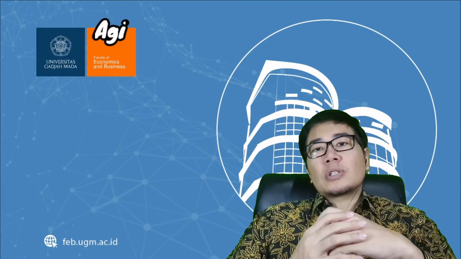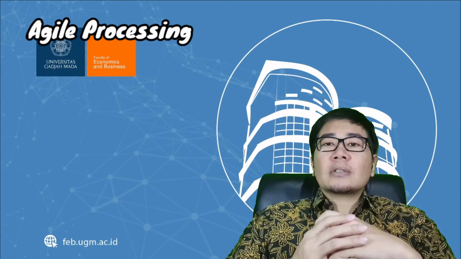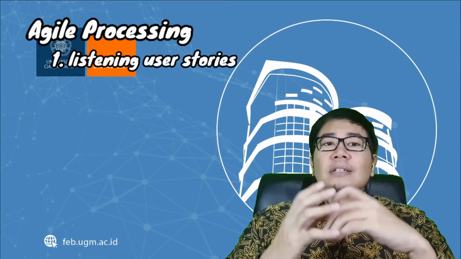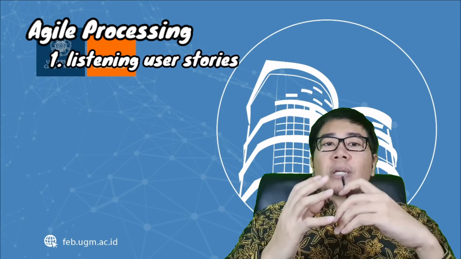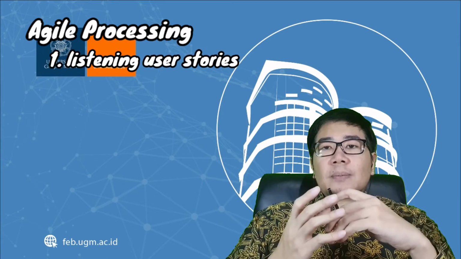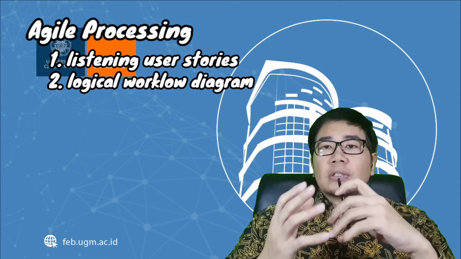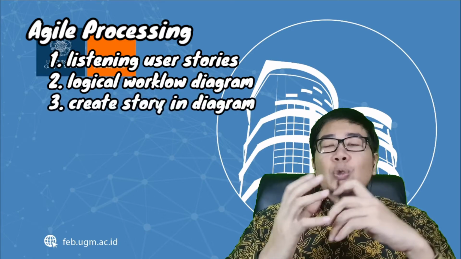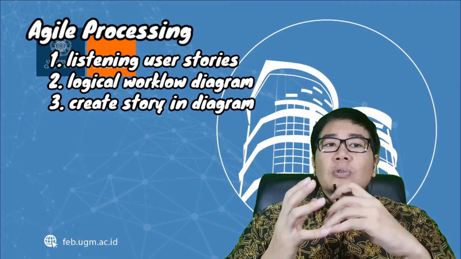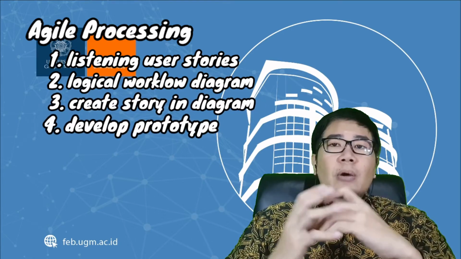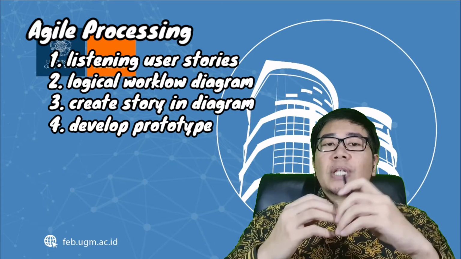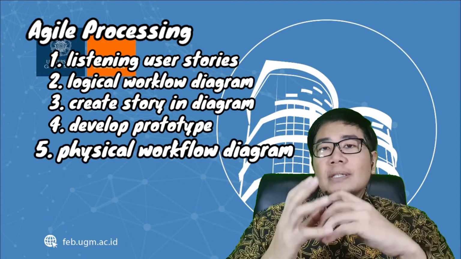The Agile methodology process starts with listening to stories from users as part of the analysis phase, then creates a logical data model diagram based on stories from users. After that, it builds a prototype, then continues with making a diagram of the physical data model.